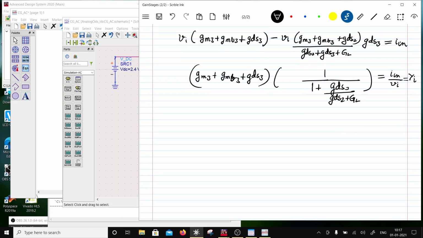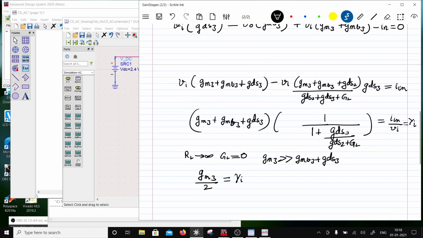So now if I was to say that RL tends to infinity, GL is 0, and if I substitute that over here, this factor would become 2, right? So if I consider another consideration, GM3 is much larger than GMB3 plus GDS3, what I'm left with is GM3 divided by 2 is equal to YI. Okay, so the input conductance is GM3 by 2.